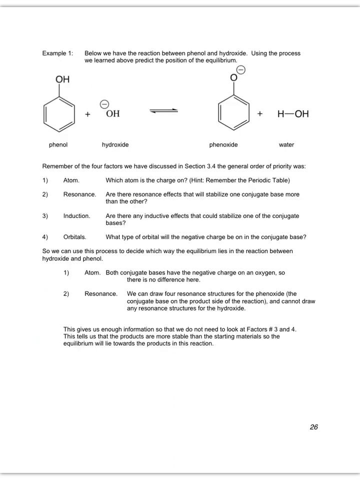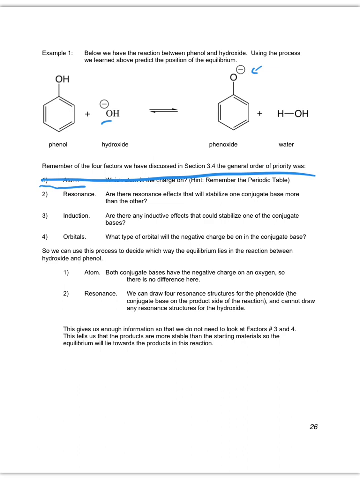So here we have our first example. We have hydroxide and phenol. What's going to happen in the reaction? Which way will the reaction proceed? First, which atom is the charge on? It's on an oxygen in both. We have hydroxide and we have phenoxide. So it's still an oxygen-hydrogen bond we're talking about. There is no difference in those two, so this won't get us anywhere. The OH, just based on it being an OH, should be the same.